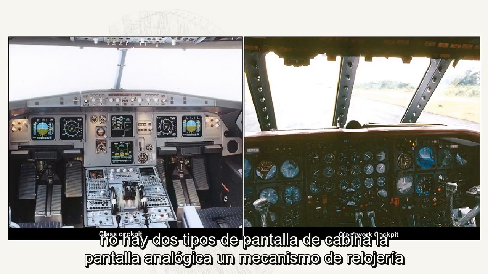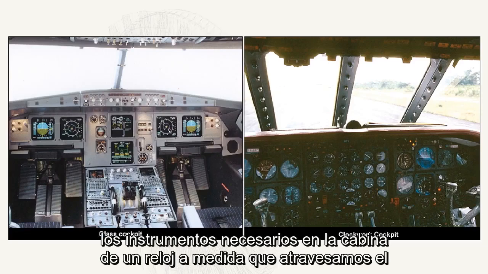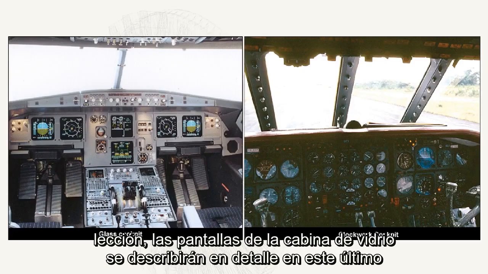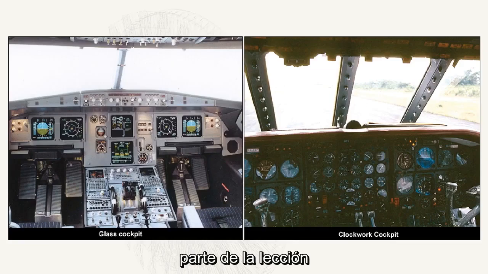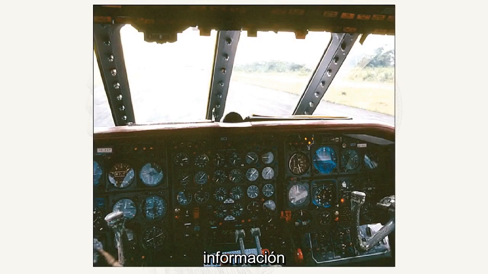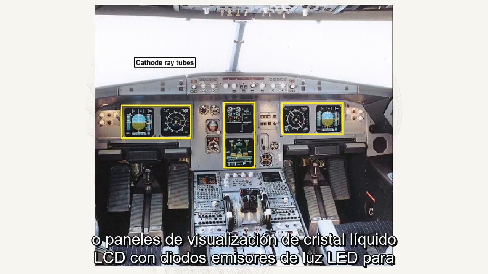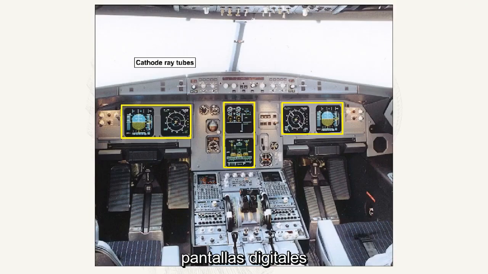There are two types of cockpit display: the analog display, a clockwork cockpit, or the electronic display, a glass cockpit. We'll be showing some of the instruments required in the clockwork cockpit as we go through the lesson. The glass cockpit displays will be described in detail in the latter part of the lesson. In the clockwork cockpit, there is a multitude of gauges displaying information. The glass cockpit is displayed on cathode ray tubes, CRTs, or liquid crystal display panels, LCDs, with light-emitting diodes, LEDs, for digital displays.